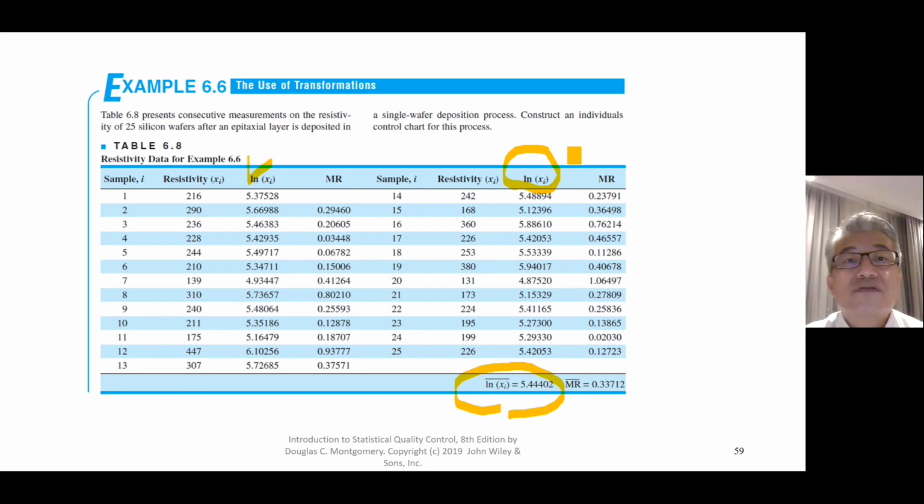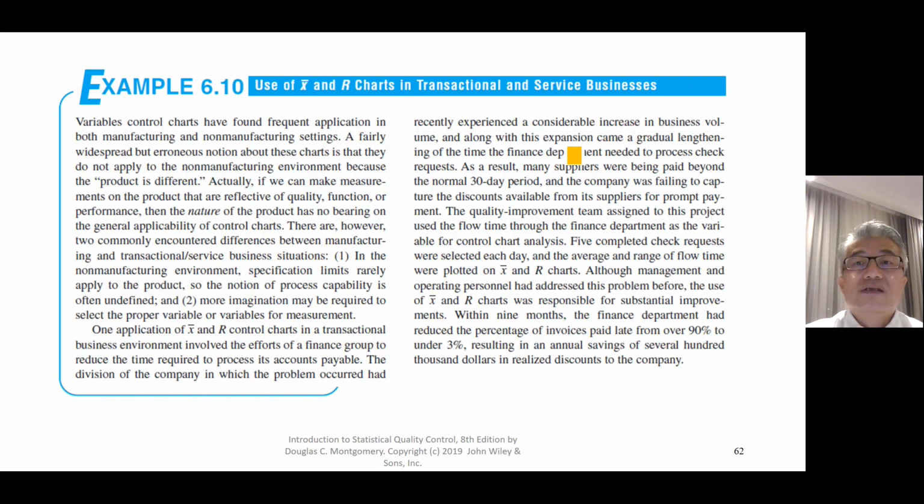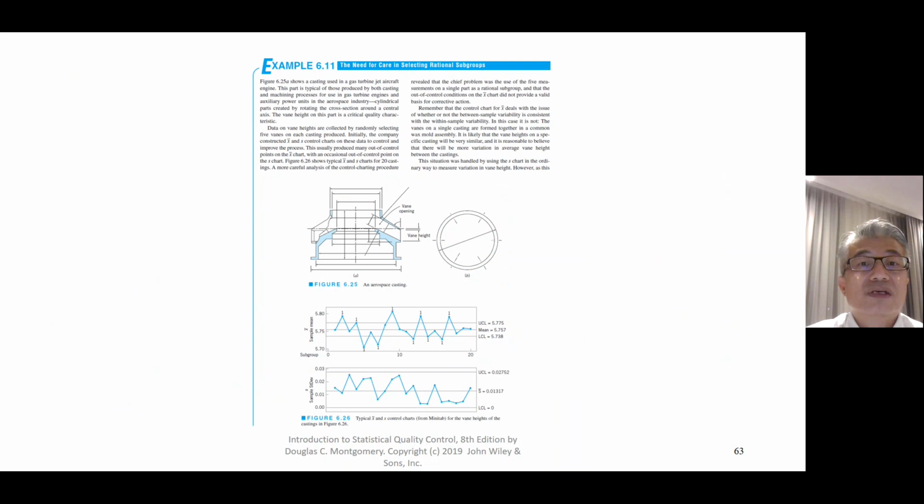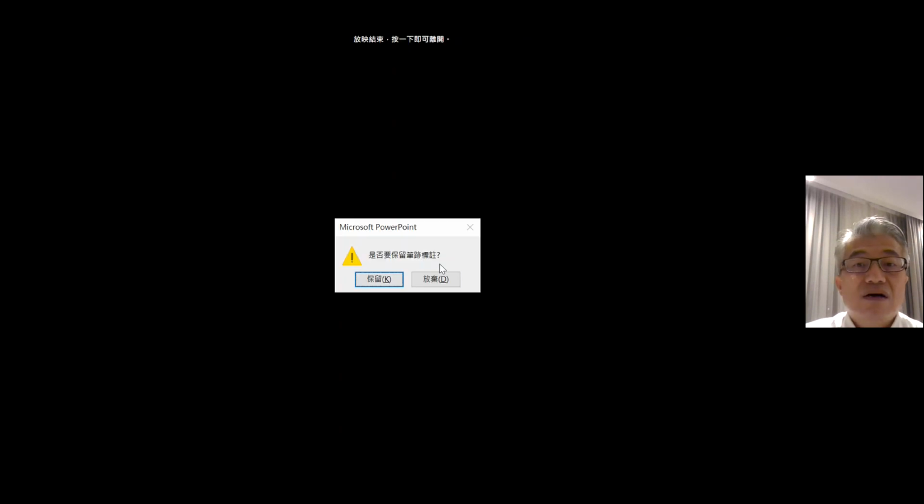This is the use of X-bar and R charts in transactional and service businesses. I leave it to your personal reading. Okay, so this is going to be the end of chapter 6. We're going to move to chapter 7.